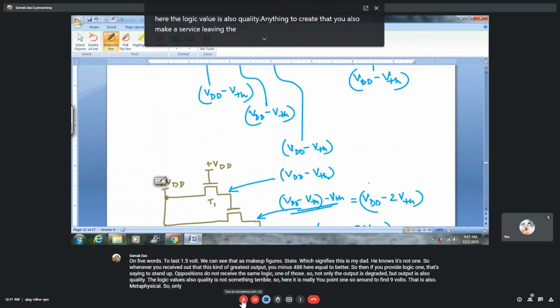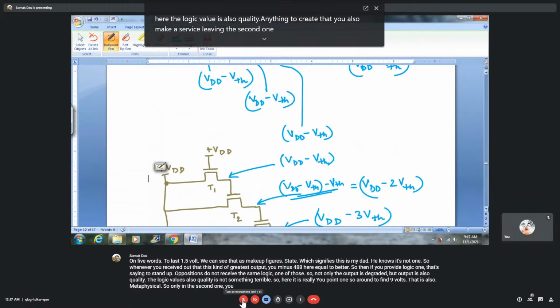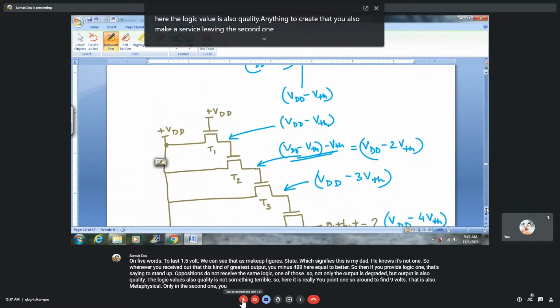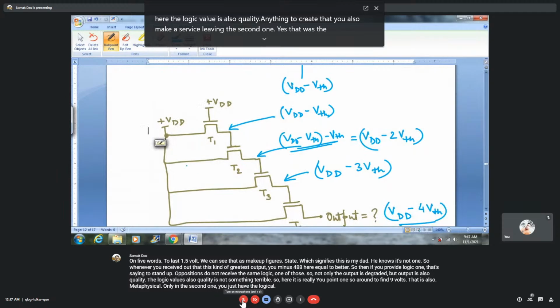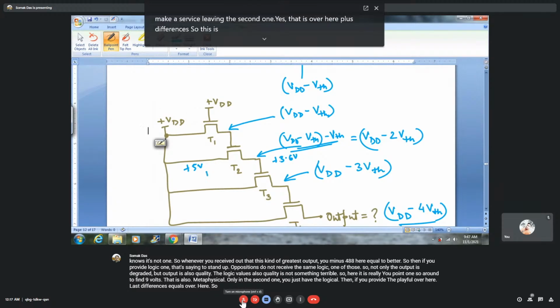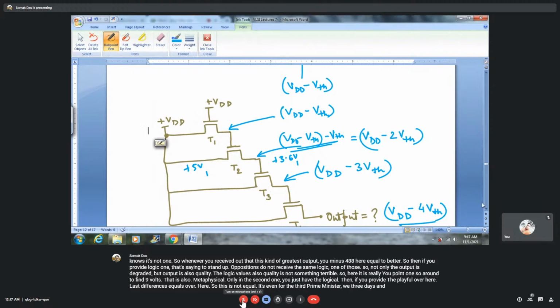Only in the second one will you be receiving somehow just above the logic transfer threshold. So if you provide plus 5 volts over here, you receive plus 3.6 volts over here. So this is logic 1 transfer still. Rest, even for the third transistor T3, there is a metastable state created at the output.